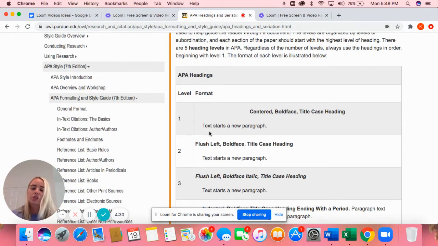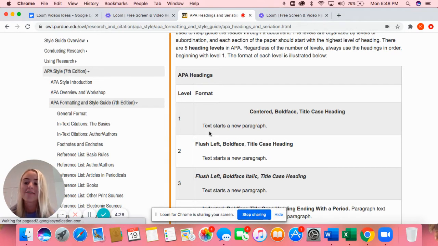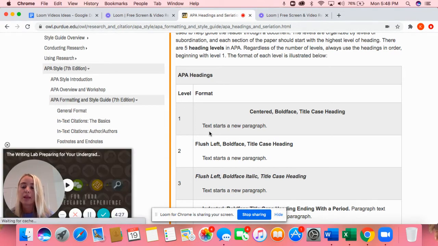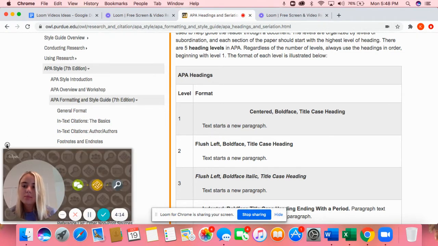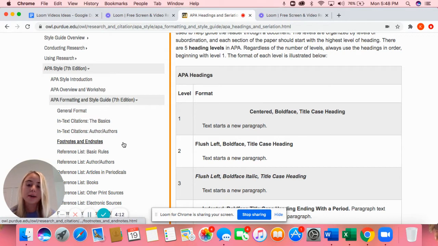So in this course, you are expected to have multiple level 1 headings, multiple level 2 headings underneath those level 1 headings, and then at least one level 3 heading. You can have more if you see that necessary. Otherwise, you just need one.